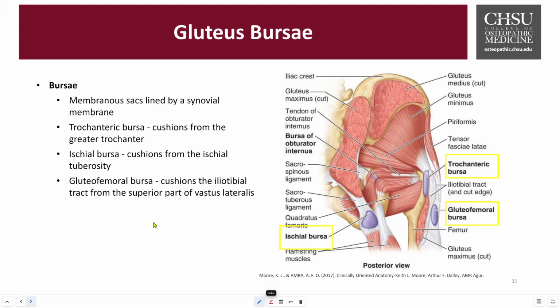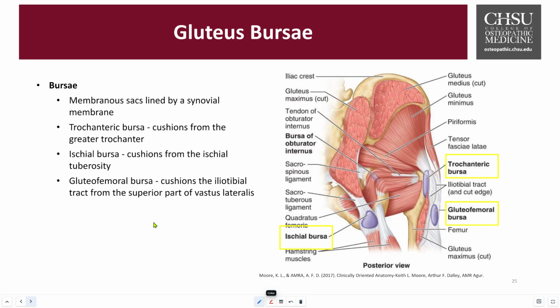The trochanteric bursa is located over the greater trochanter of the femur. Its main role is to cushion the gluteus maximus muscle as it moves over that bony prominence of the greater trochanter. Then we also have the ischial bursa that cushions the ischial tuberosity, and it's important because it involves activity and a squeezing motion when you're sitting.